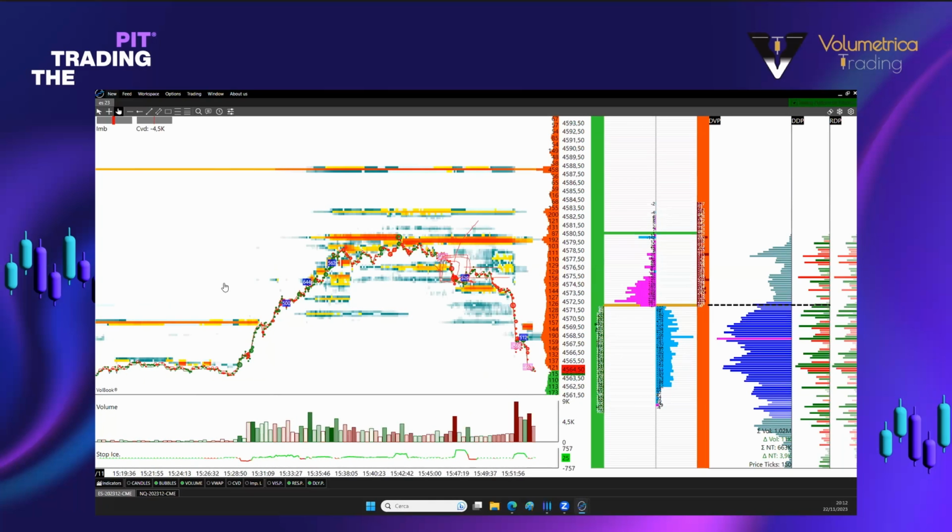Same thing here, this time the opposite way. Here at the top, we have this nice block of liquidity. As we reach and approach this liquidity, you can see that buyers are getting more and more aggressive. You can see that the bubbles are getting bigger.